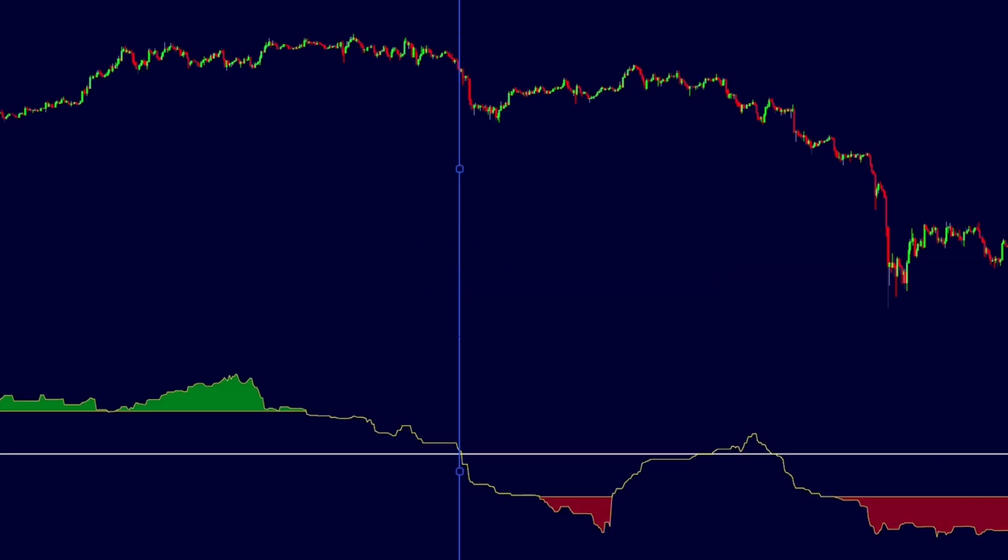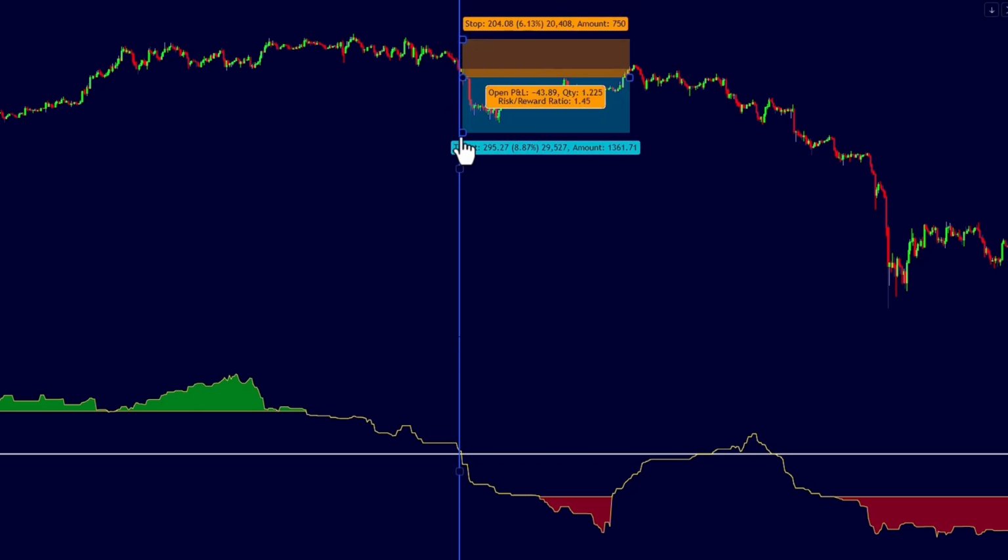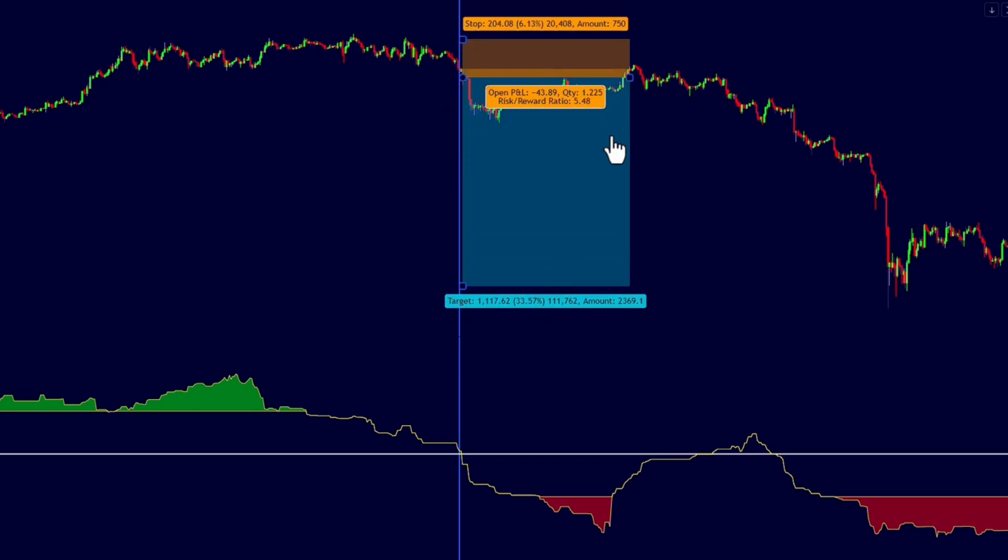In the first example, we can see that the TTF line has crossed the zero level downward. If we draw a vertical line at the crossover point, we can easily identify the corresponding signal candle on the chart, indicating the ideal entry point for a sell order.